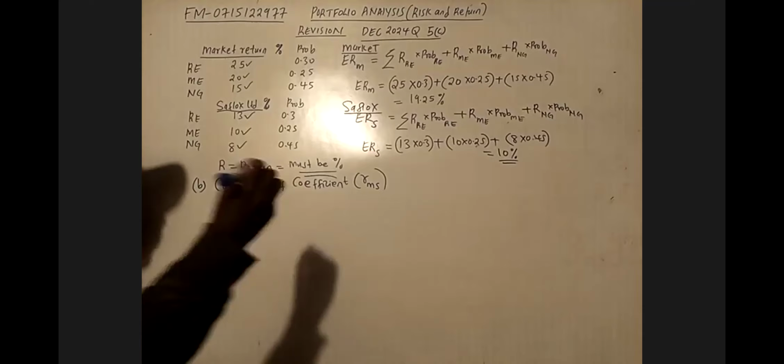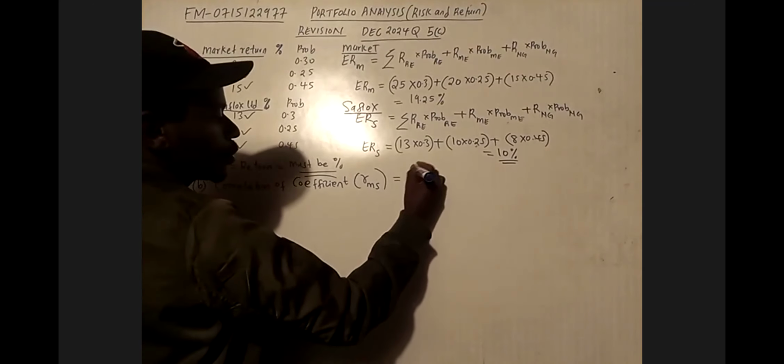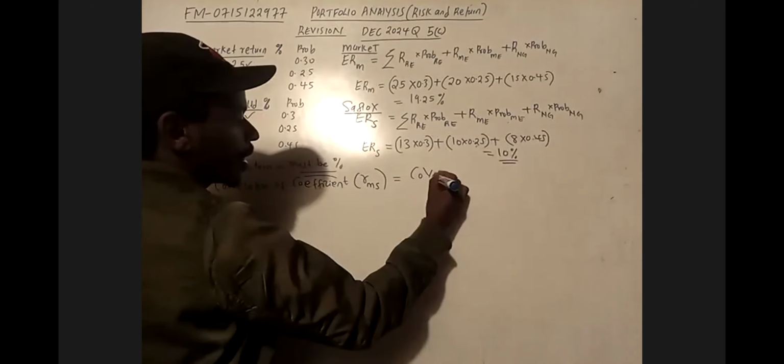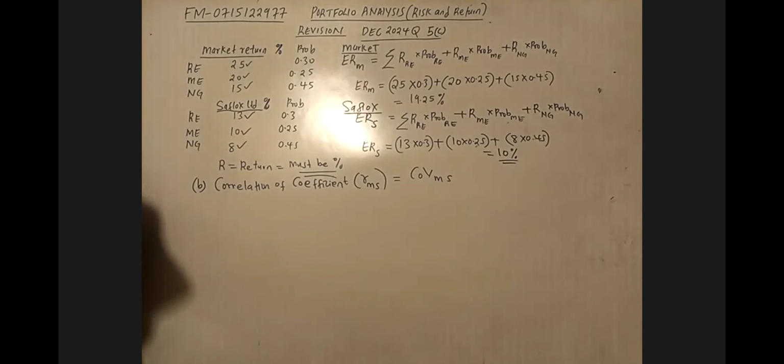So how do we get it? This is the formula. There's the covariance of market and surplus.